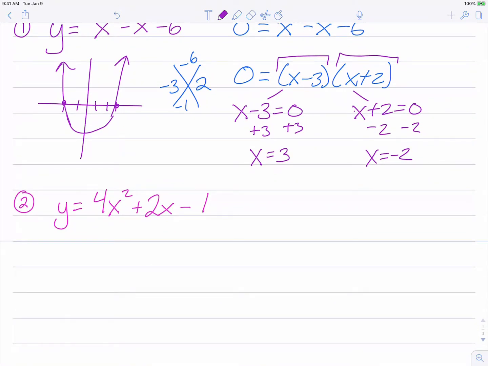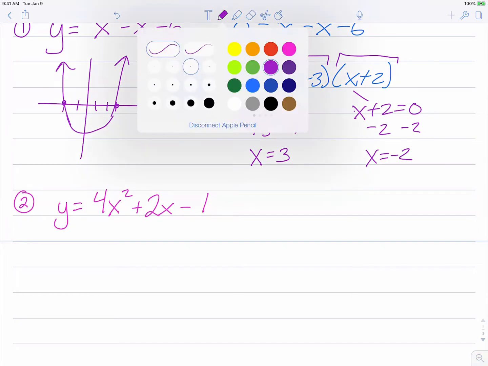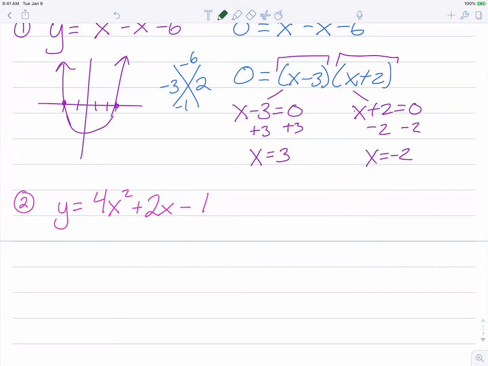y equals 4x squared plus 2x minus 1. I'm trying to find the roots, so I'm going to make y equals 0: 0 equals 4x squared plus 2x minus 1. If I tried to factor this, it's not going to work because I can't find two numbers that multiply to negative 4 while adding to 2 at the exact same time. So we are going to use the quadratic formula.